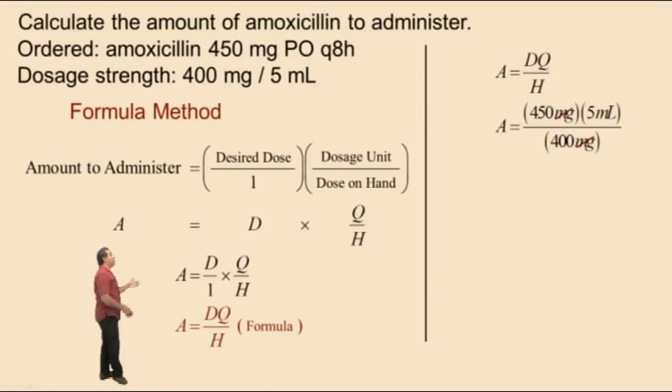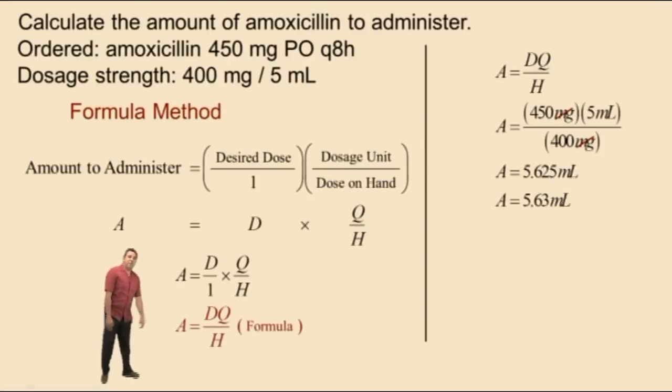Notice, once again, milligrams cancel, leaving us with the desired units of milliliters. Performing our calculation, we get 5.625 milliliters. Rounded to the nearest hundredth, we get 5.63 milliliters, which is properly said as 5 63/100 of a milliliter. Don't forget to circle or box your final answer, and always remember to do that homework.